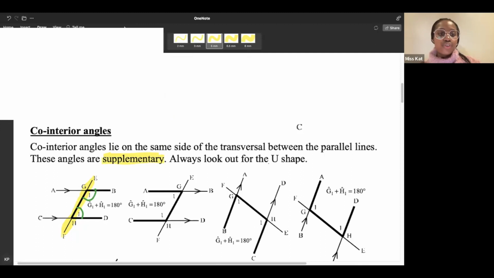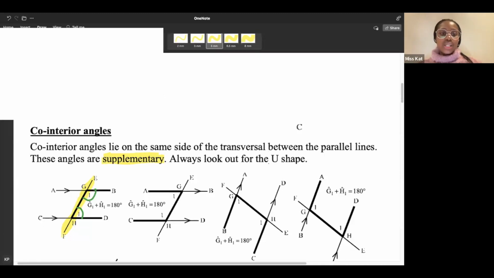Now, do not confuse these with corresponding angles, which are equal. Because remember, we said corresponding angles are equal, alternate angles are equal, but supplementary angles are not necessarily equal. They just add up to 180 degrees.